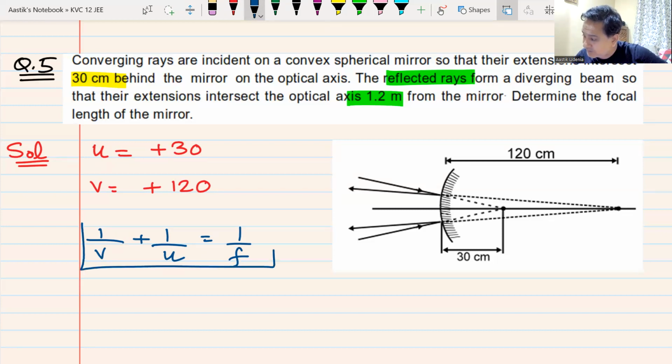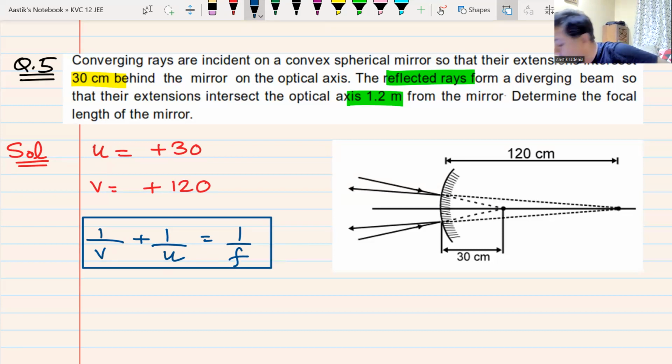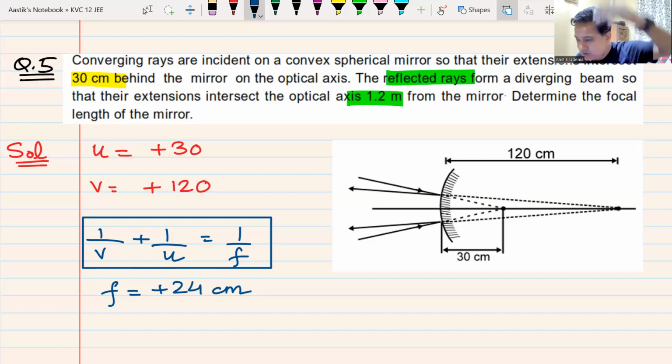Now you can simply put it in this formula, my dear friends, and you will get the value of focal length. How much is the focal length of the mirror coming as? What is the answer? 24. Plus or minus? It will always come with the correct sign. Please say plus 24. That means it is converging, it is a convex mirror. Only a convex mirror can form a virtual image of a virtual object. This is the example for this.